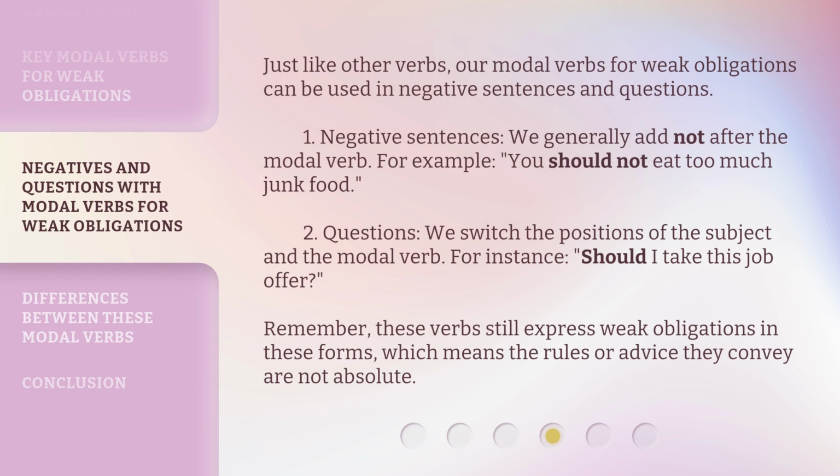Just like other verbs, our modal verbs for weak obligations can be used in negative sentences and questions. 1. Negative sentences. We generally add not after the modal verb. For example, you should not eat too much junk food. 2. Questions. We switch the positions of the subject and the modal verb. For instance, should I take this job offer? Remember, these verbs still express weak obligations in these forms, which means the rules or advice they convey are not absolute.